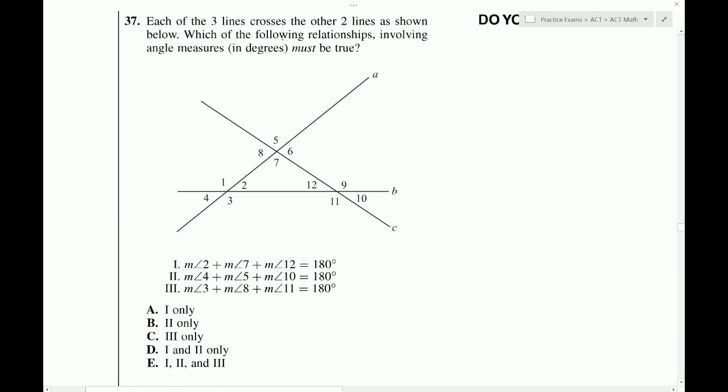Each of the 3 lines crosses the other 2 lines as shown below. Which of the following relationships involving angle measure in degrees must be true? So let's see. So which 3 angles have to add up to 180 degrees? That's a pretty good question.